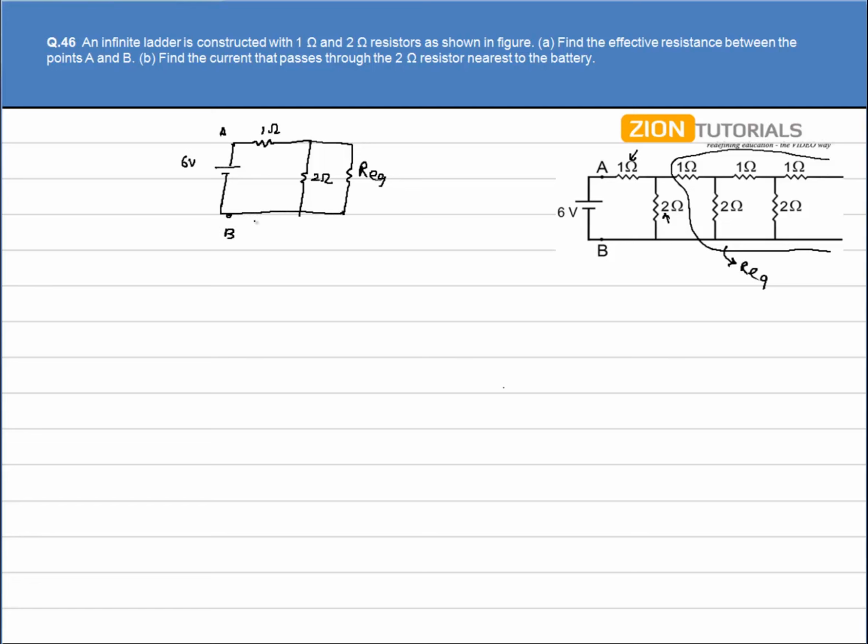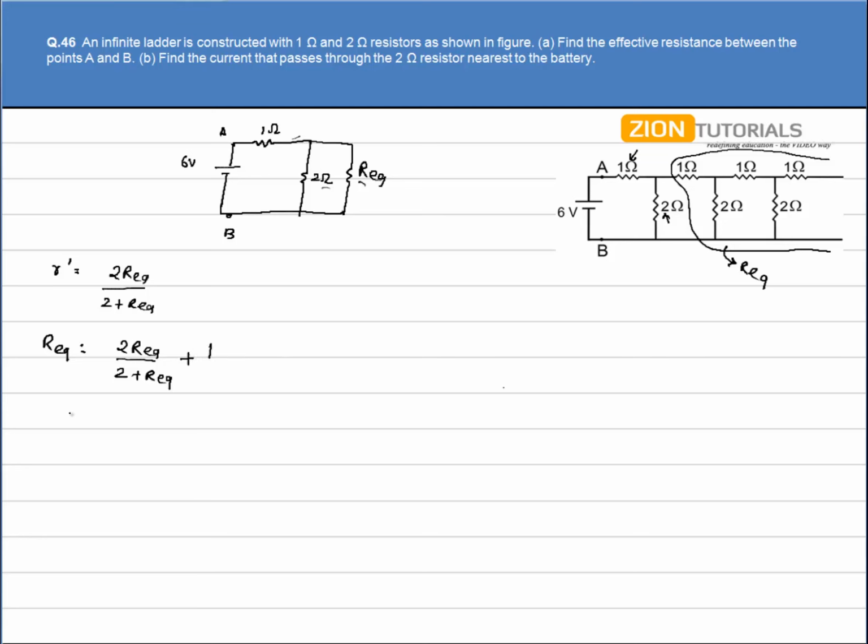Now to calculate the effective resistance, we have R equivalent and 2 in parallel. So let's say R dash, that will be given by 2 R equivalent divided by 2 plus R equivalent. This is in series with this 1 ohm, so I can write R equivalent, because the net resistance will be equal to R equivalent. So I have R equivalent equal to 2 times R equivalent divided by 2 plus R equivalent, plus 1.